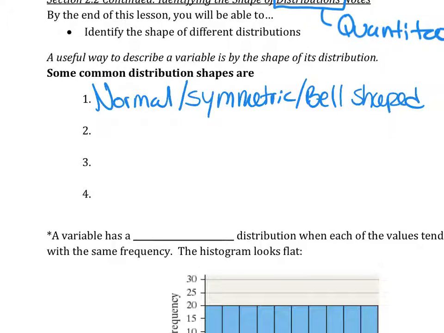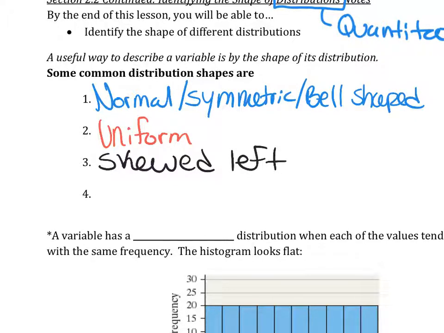The second common one is uniform. And then our last two are when our data is skewed. So we have skewed left and skewed right.